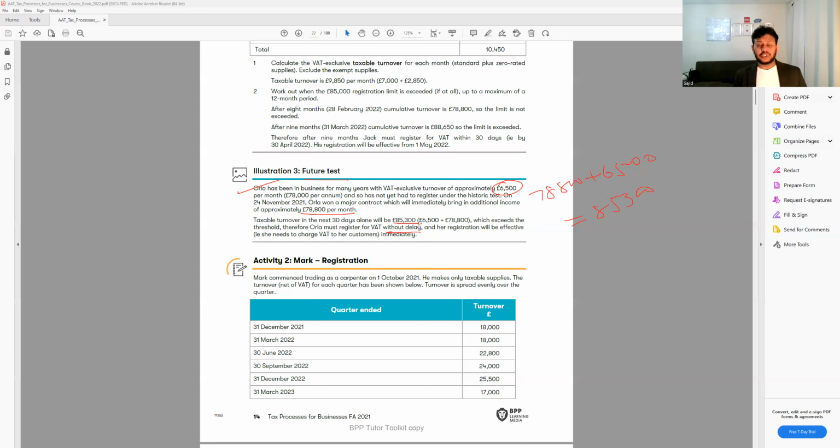So if I'm very much sure that within the next 30 days I'm going to cross the threshold, with the future test I don't have to wait 30 days. I have to register immediately. But I have to be very much sure that in the next 30 days my income, or my taxable turnover, will be more than 85,000.